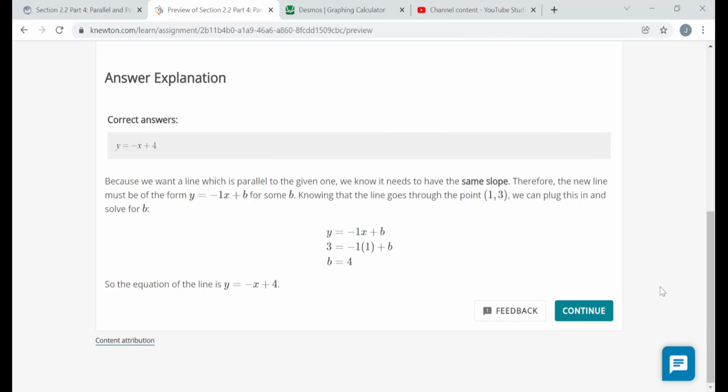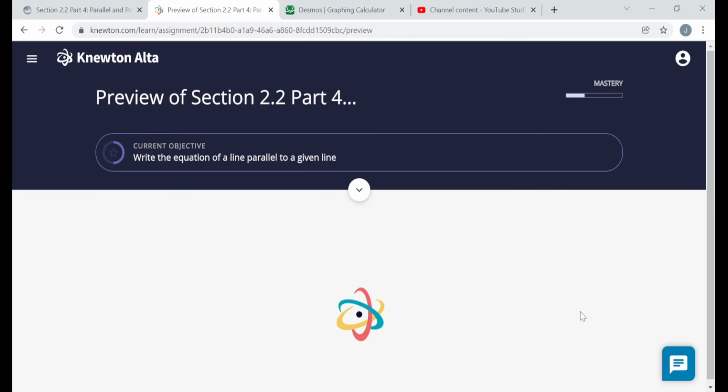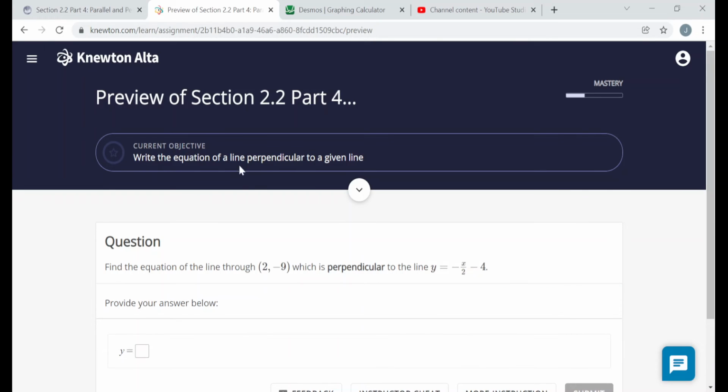Alright, now continue on. So this is the other objective we haven't seen yet. Write the equation of a line perpendicular to a given line. This is very similar to the last problem I just did, but instead of the word parallel, you've got the word perpendicular. So you just have to remember what that means when it comes to slopes.